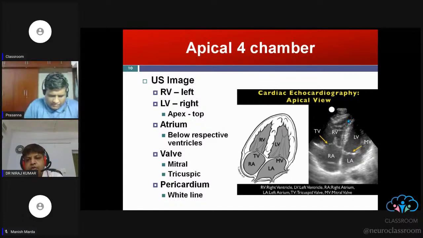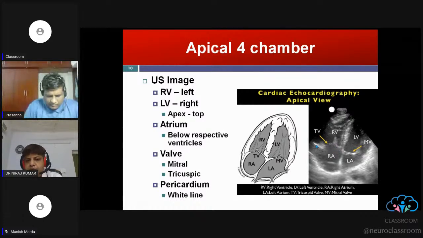So first of all, you can see this upper right portion, that is the left ventricle. In the upper left portion of the screen, the cavity of the right ventricle, and the interventricular septum in between the two ventricles. And there are two atria just below the respective ventricles. Between the left atrium and the left ventricle, we can see the mitral valve. And similarly, between the right atrium and the right ventricle, we can see the tricuspid valve.